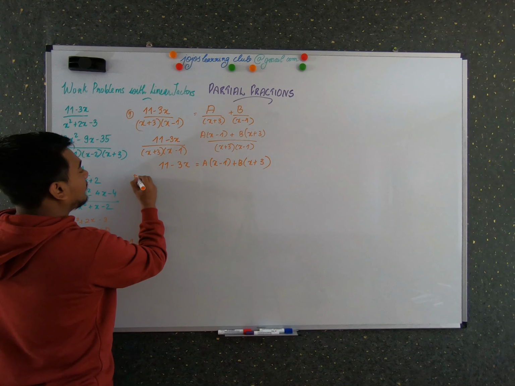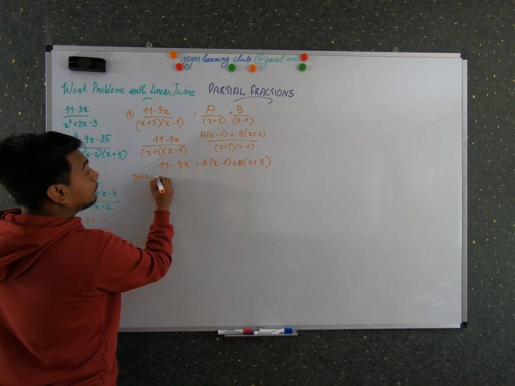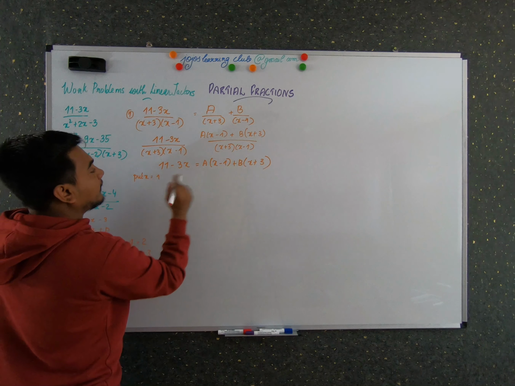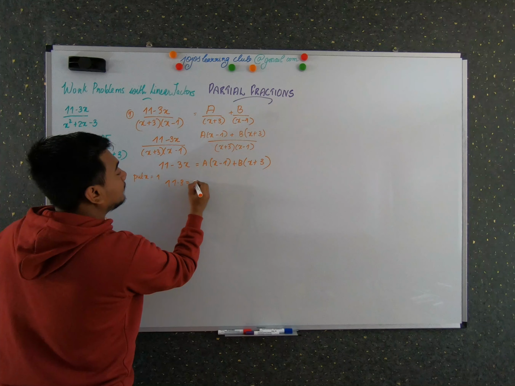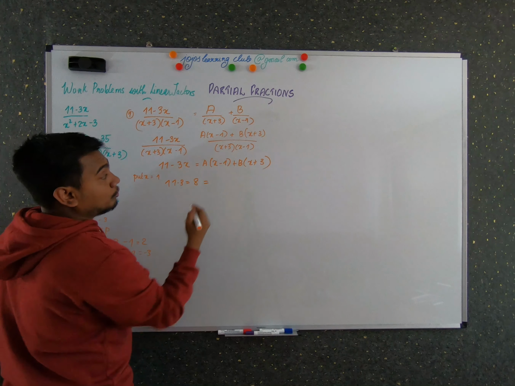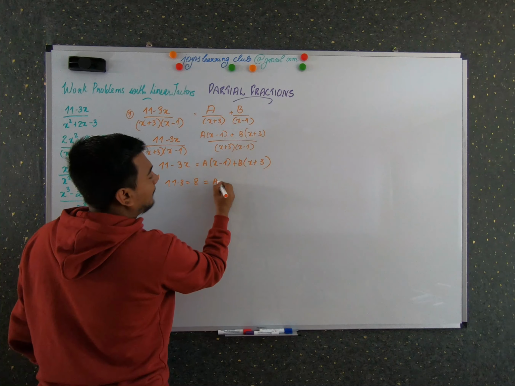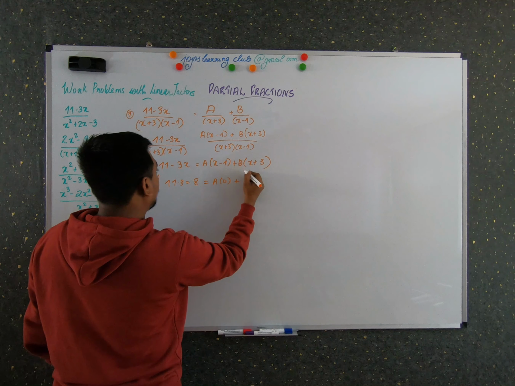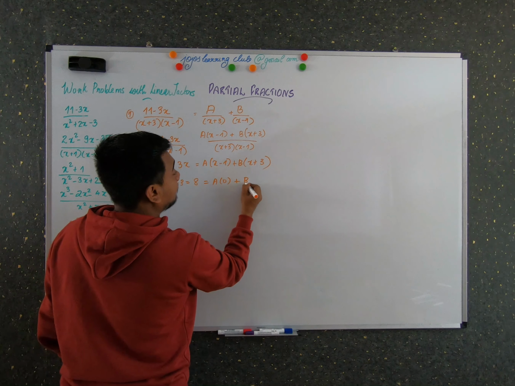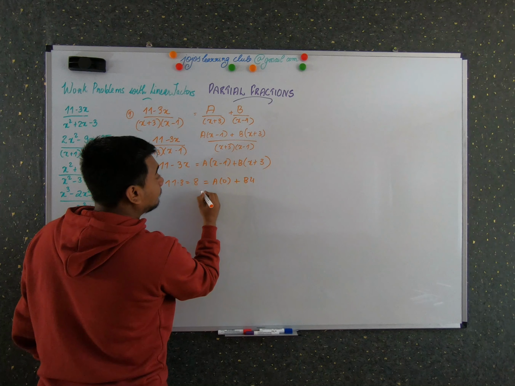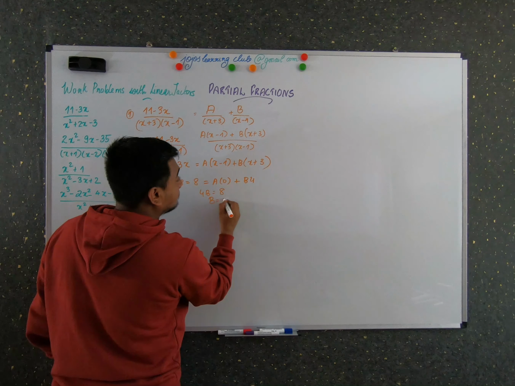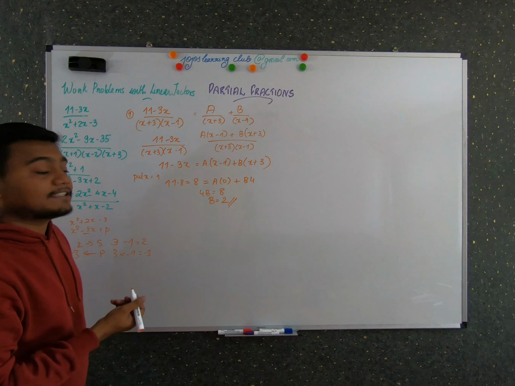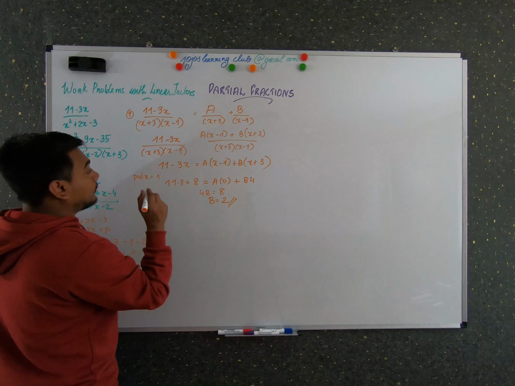First I am going to try x is equal to 1, so this term would get 0. 11 minus 3 into 1 is what? 8. 8 is equal to A into 0 plus B into 4. You don't have to write that, but still I'm writing it for the first problem. So 4B is equal to 8, then the value of B is 2. It's easy, right?